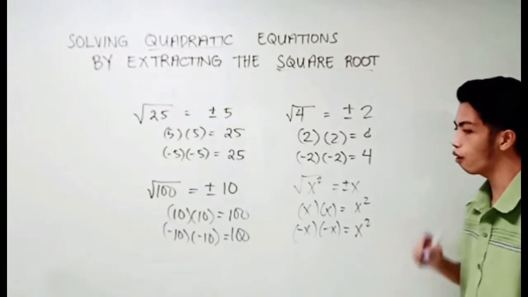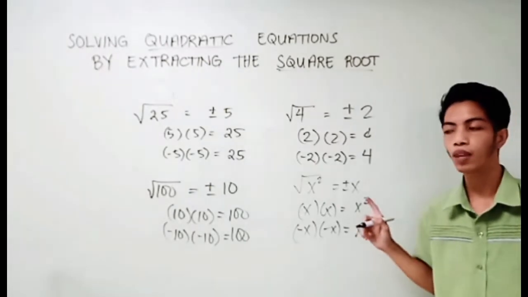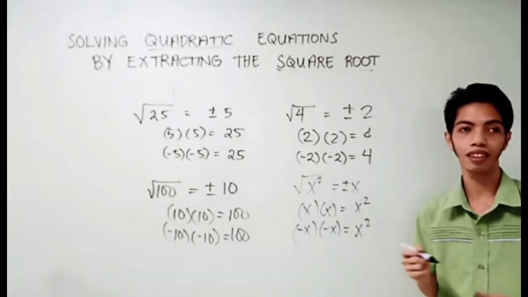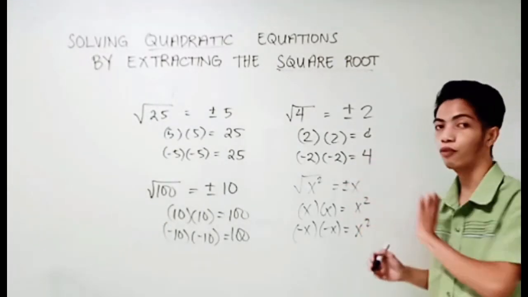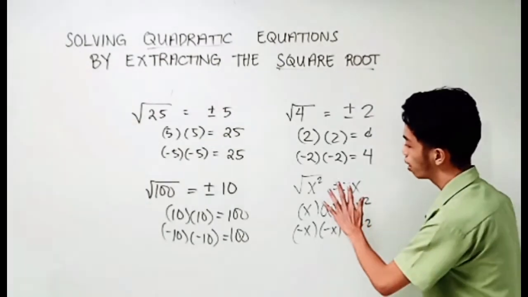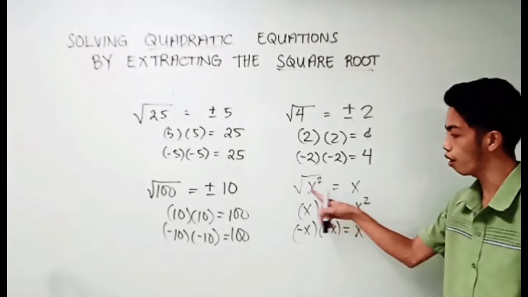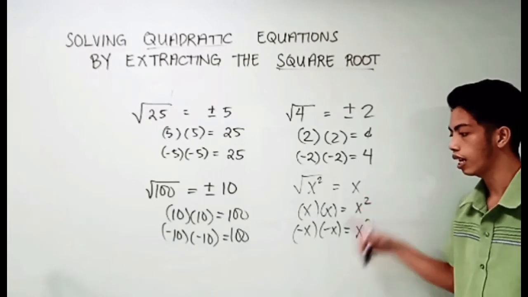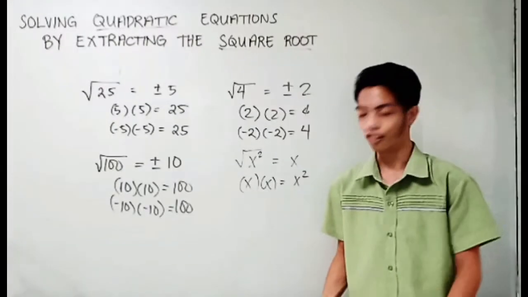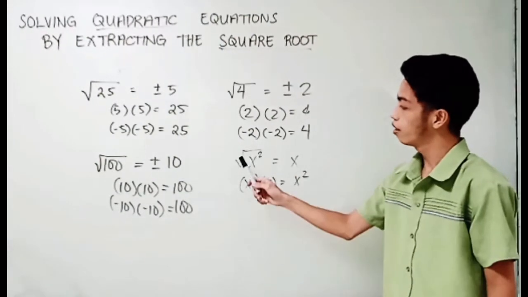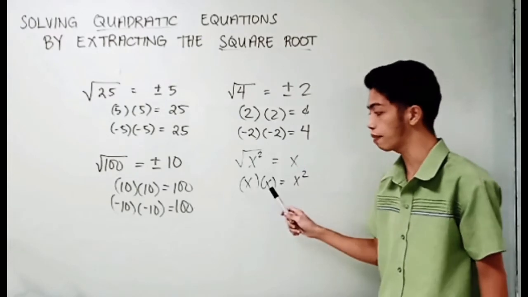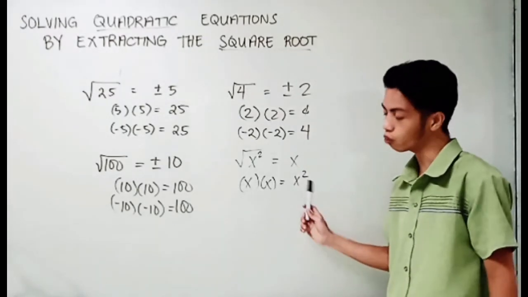So since it is a variable, wala naman tayong numerical o wala tayong number or constant, so hindi na siya positive or negative x. Kapag variable, it is understood na ang square root ng x square would be x only. Hindi na siya negative x. So ganun siya. Okay, so ayan. So the square root of x squared is equal to x because x times x is x squared.